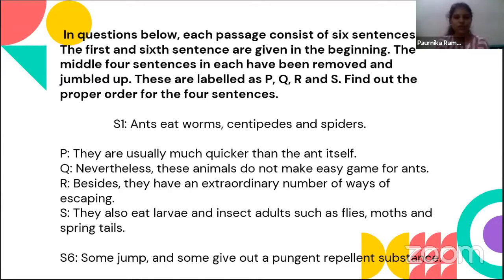I assure you that. Ants eat worms, centipedes, and spiders. And you have to remember that the first and the last sentence are already in sequence. The first sentence corresponds to the first sentence, and the last sentence corresponds to the last sentence. So you have to arrange only the 4 sentences that are given in the middle. So if you are able to solve this question within 30 seconds, that would be great. Let me see how many of you are able to approach.